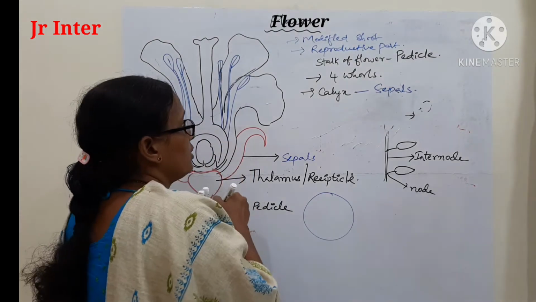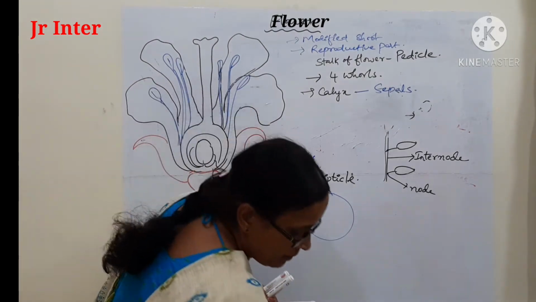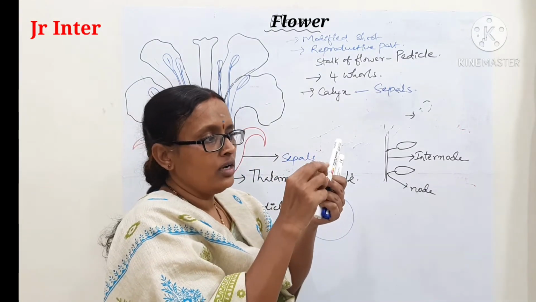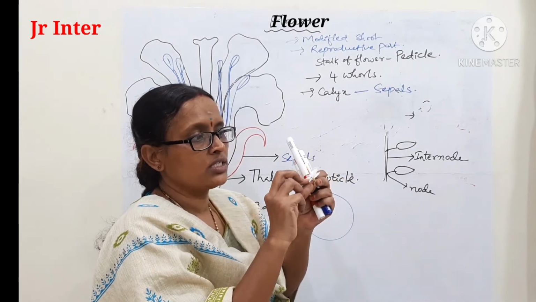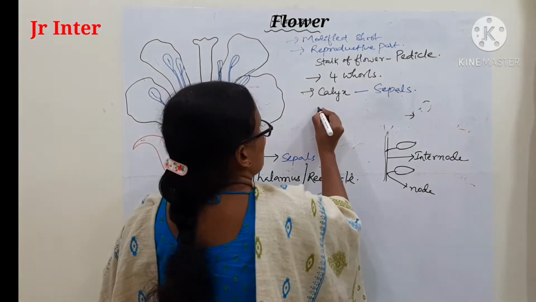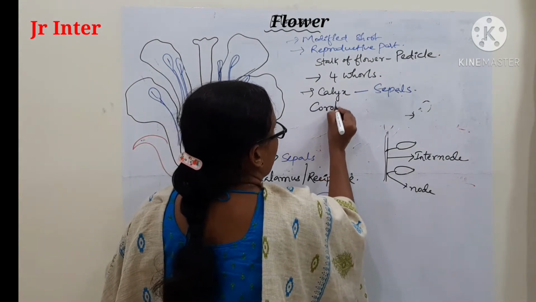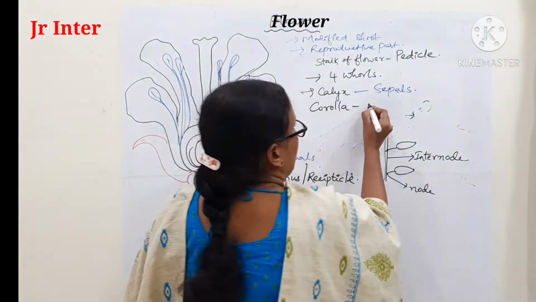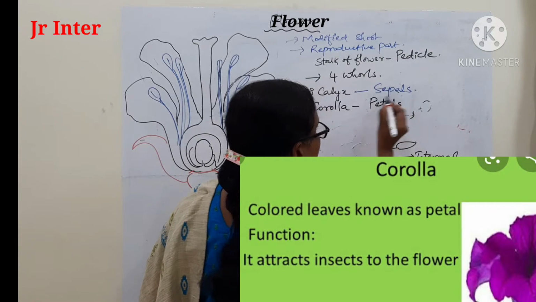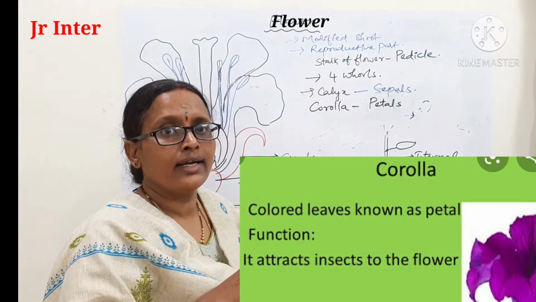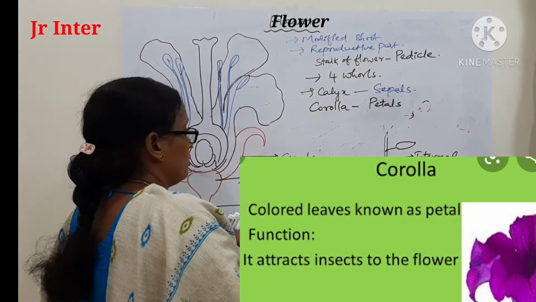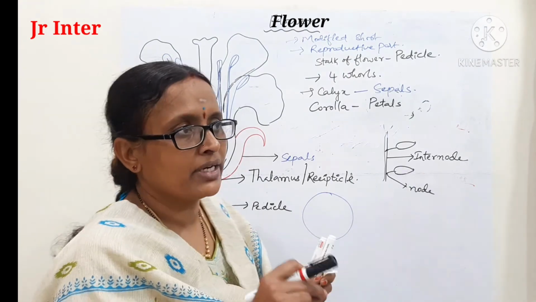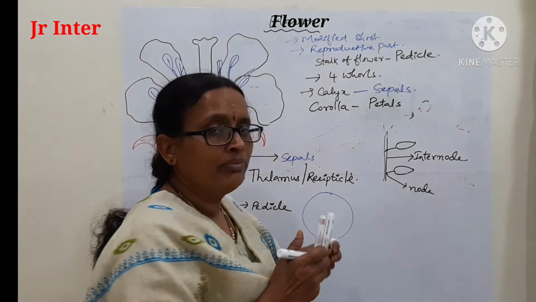The next whorl is the colorful petals, and this whorl is called the corolla. In this flower there are 5 petals. Sepals and petals: the leaves are modified as sepals, petals, androecium and gynoecium.